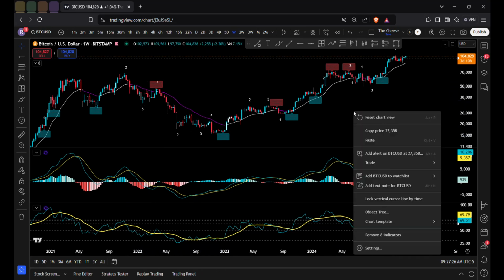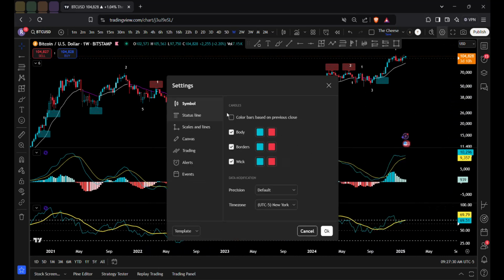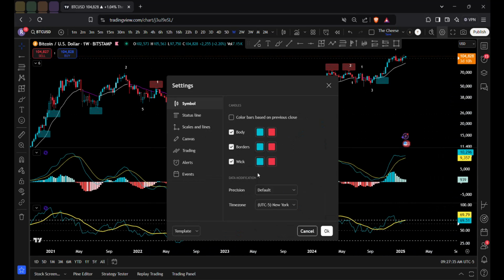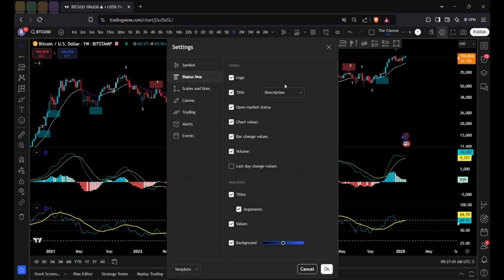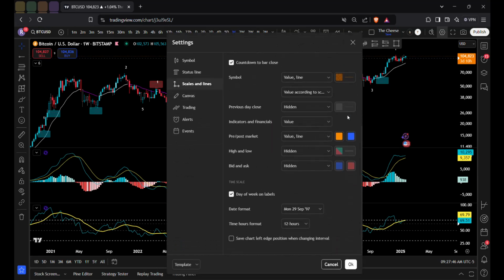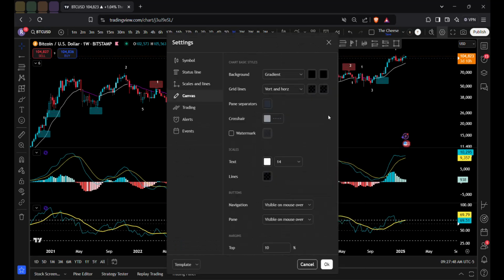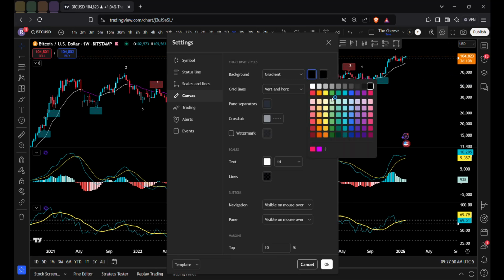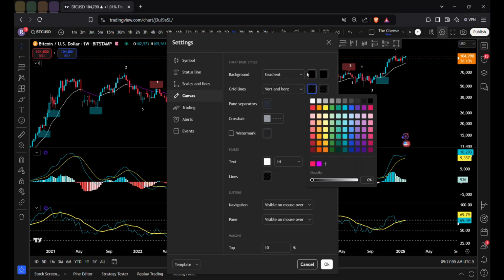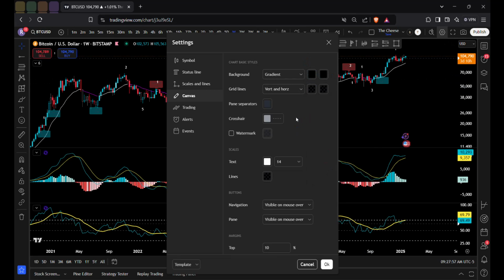So first things first, you right click anywhere on the chart, you go to settings, symbol. I changed it to baby blue, transparency 100, same thing for the borders. The wick, I didn't change anything. I'm in New York, so I have my times set to New York. Status line, I don't believe I changed anything here. Scales and lines, I don't believe I changed anything here, but here's everything. Canvas, I did change this. Background, black, don't want to see anything. Grid lines, black. Transparency, 0, don't want to see anything.